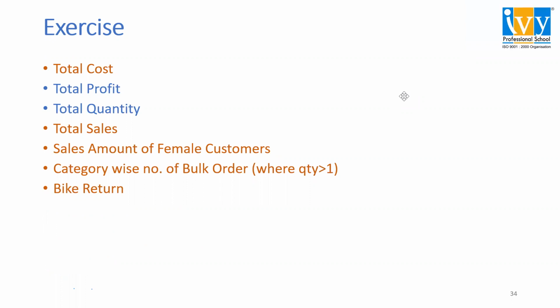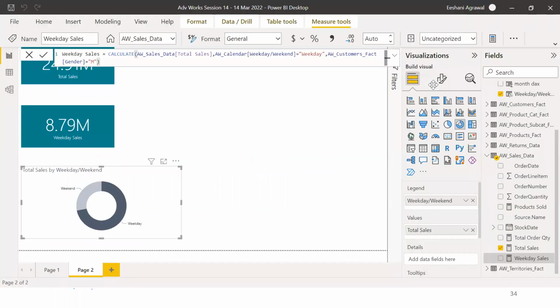Please show the card. The card shows 8.79 million. 8.79 is for weekday and gender is male.